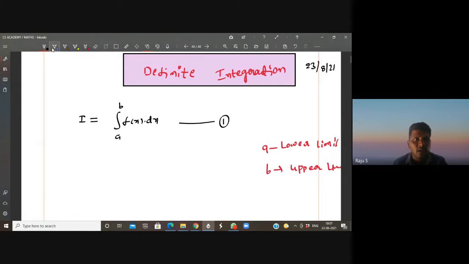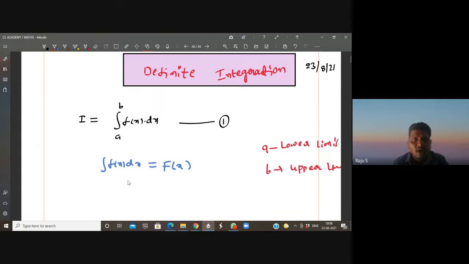This can be solved by first taking this integral f of x dx. This is an indefinite integration. There are no limits. This value I am taking as capital F of x. Okay, first we evaluate that indefinite integration.